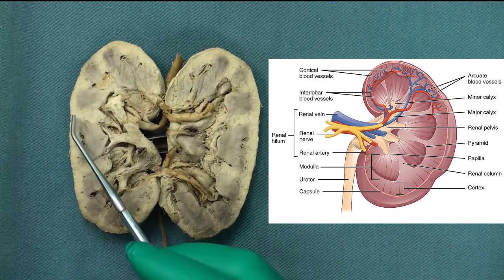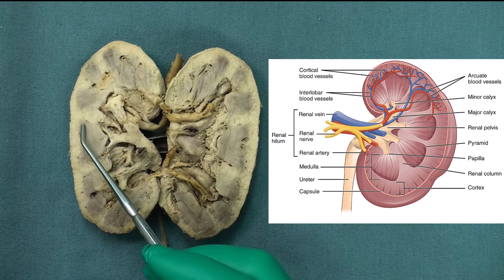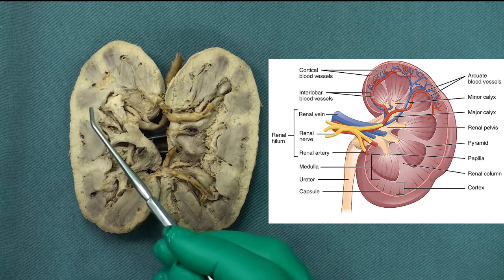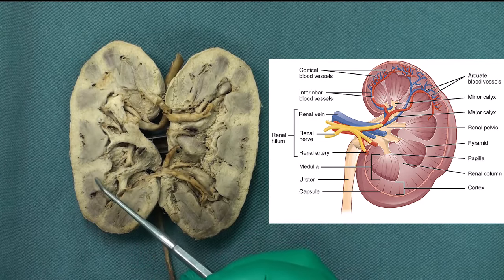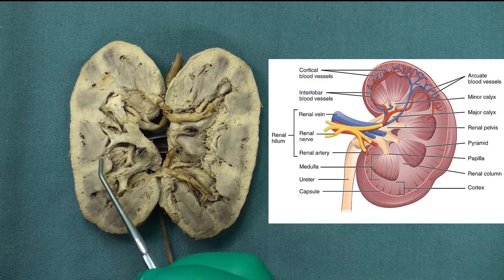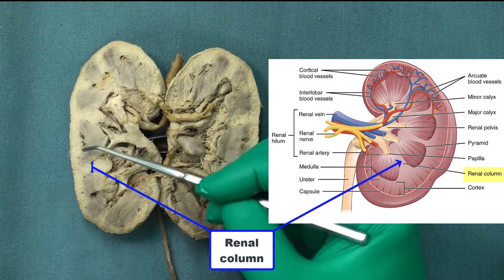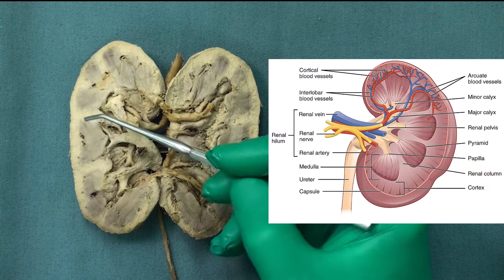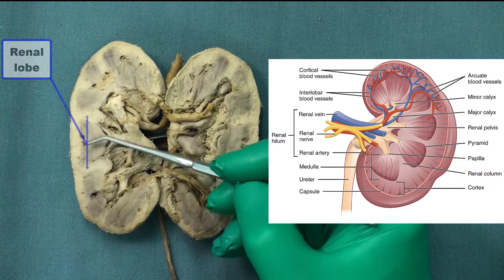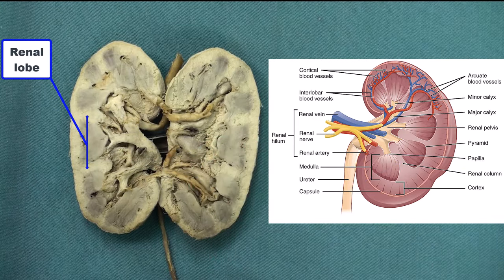As you can see, part of the cortex has invaginated and is sitting between the renal pyramids. This part is referred to as the renal column. And one renal pyramid plus half of the renal column is referred to as a renal lobe.